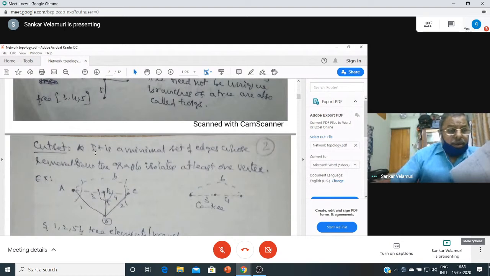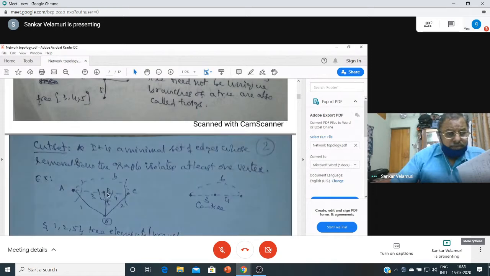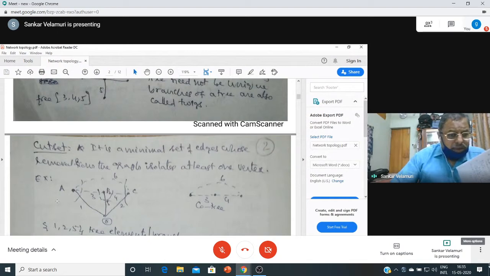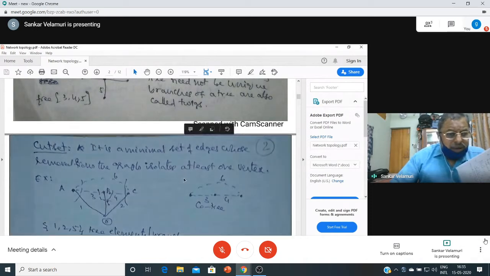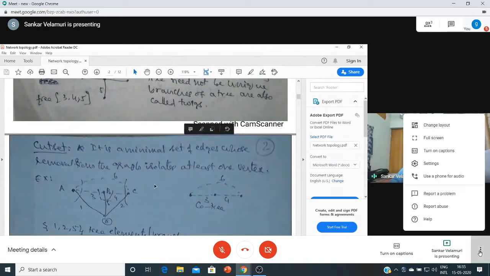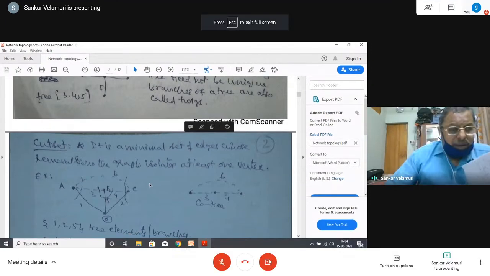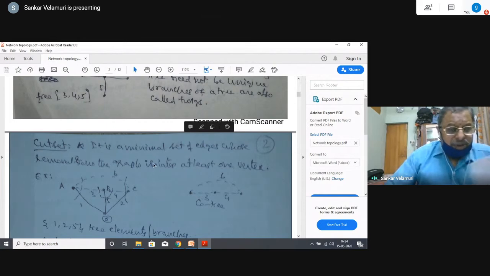So a cut set by definition is a minimal set of edges whose removal from the graph isolates at least one vertex. This is with respect to a spanning tree that has been obtained. Sometimes I am not able to see where the cursor is going; that is the biggest problem. With another color it is fine, but I am comfortable with this. Please bear with me. Somebody asked me to eliminate this blue background, but I can see this cursor in this projector. Please bear with me for today.